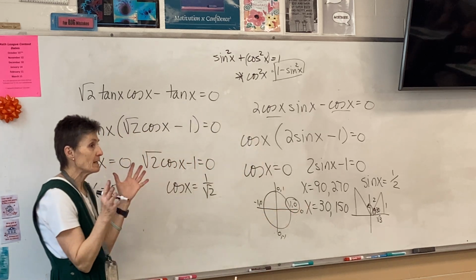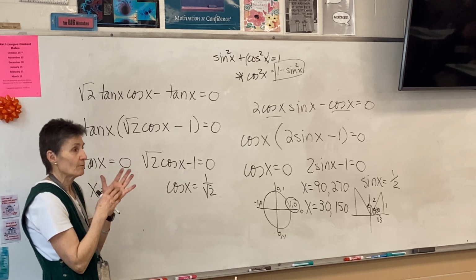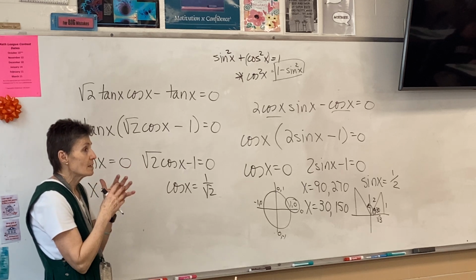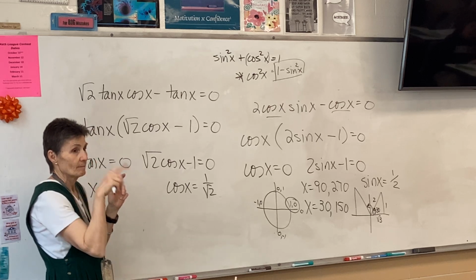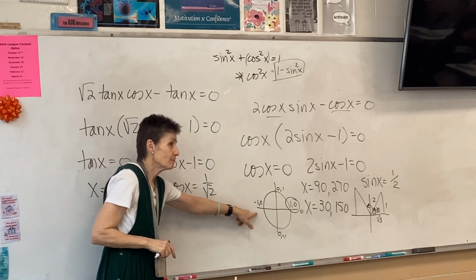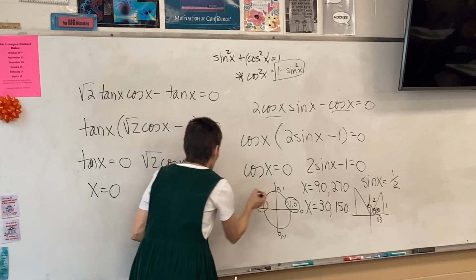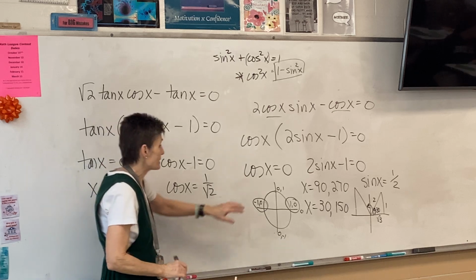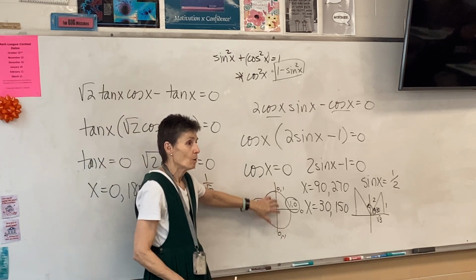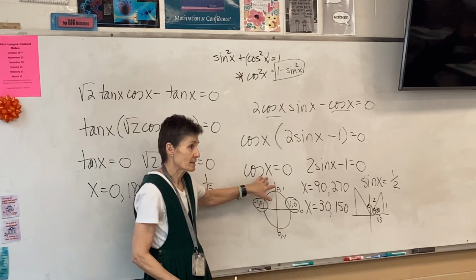Does it happen anywhere else that if we put y over x, we get 0? Does it happen over here? And that's 180. It does not happen here. What happens here? That's undefined.